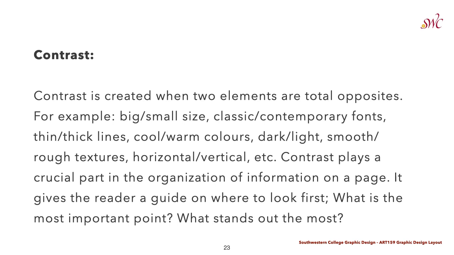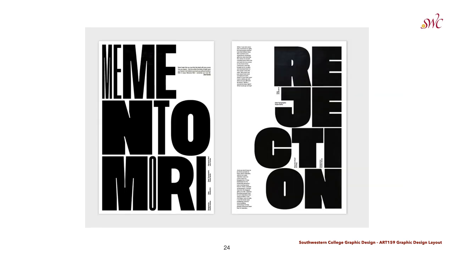And again, we're creating contrast here. That contrast is going to be what separates these components from one another. And they don't need to be total opposites, but they can be. And we can use simple elements of contrast as far as big and small, classic and contemporary fonts, thin and thick lines, cool and warm colors, dark and light, smooth and rough textures. Any of these sort of opposites are going to create a crucial role in the organization of information on a page. And it gives that reader a guide on where to look first and what is going to be the most important point. And then from there, what is going to stand out the most beyond that.